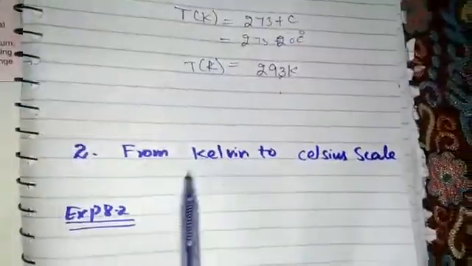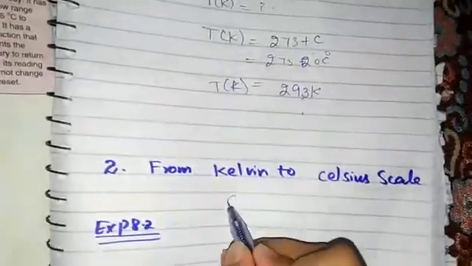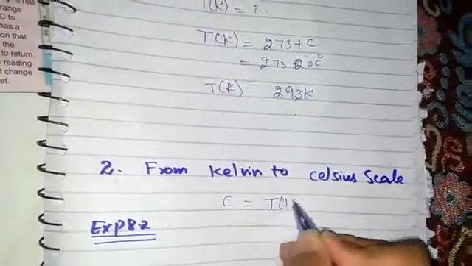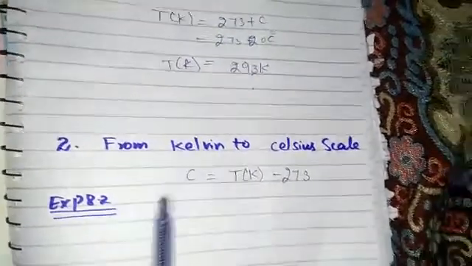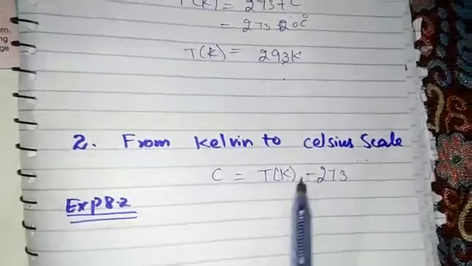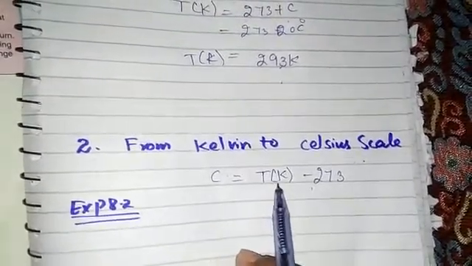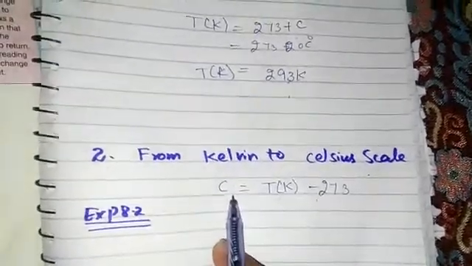Our next conversion is from Kelvin to Celsius. So we have to find the temperature in Celsius. For this we have to subtract 273 from the temperature in Kelvin. This is your formula for the conversion from Kelvin to Celsius scale. We have to subtract 273 from the temperature in Kelvin scale. Then our answer becomes the temperature in Celsius scale.